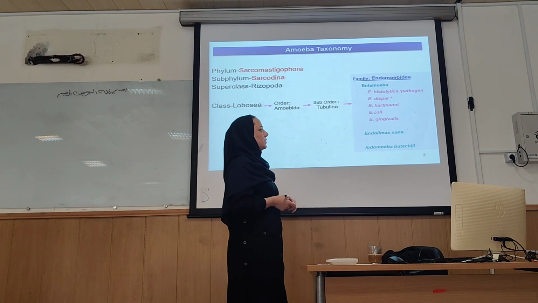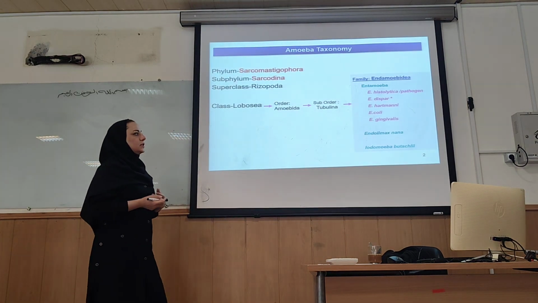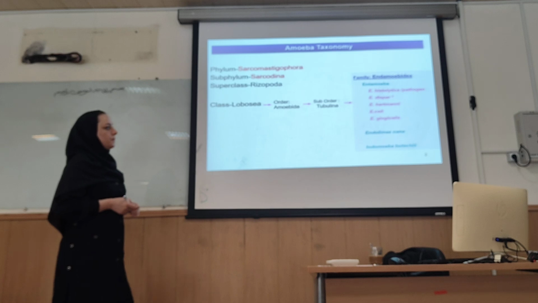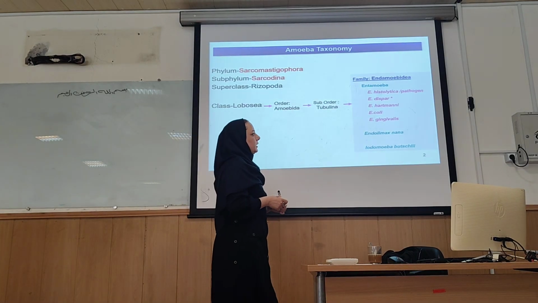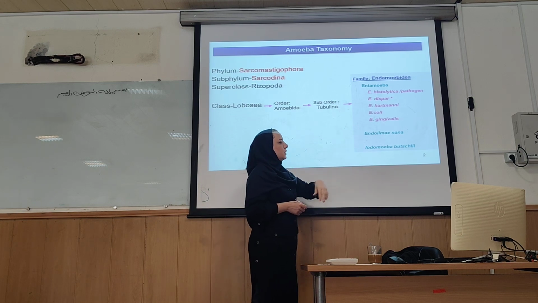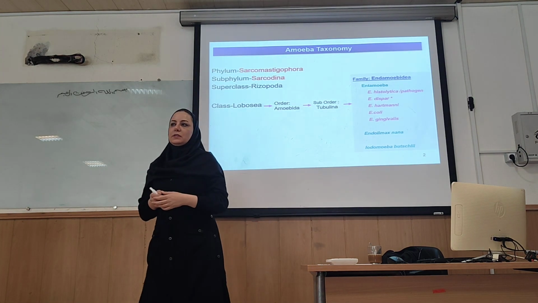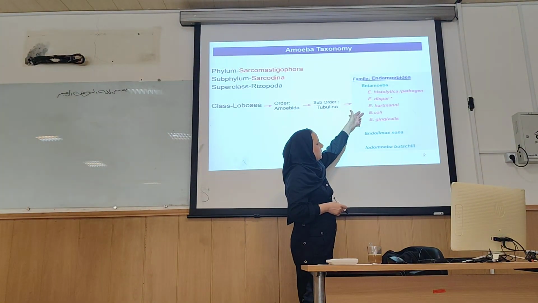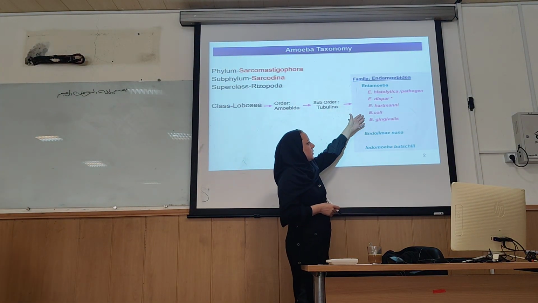Also, we have Entamoeba dispar. It is very similar to histolytica. The morphology is the same, but we have many biochemical and molecular methods that we can use to distinguish these two protozoa. And also Entamoeba polecki has a smaller size.